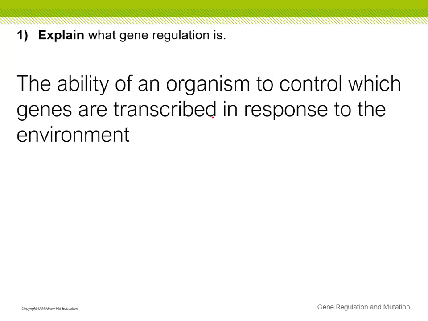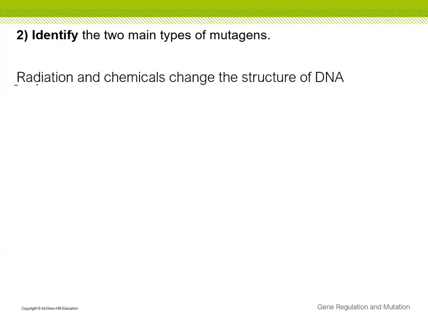What are the 2 types of mutagens? Radiation and chemicals are the primary ones. Again, your body can get it wrong, but it's much less common for that to happen. It's rare that your body will get it wrong naturally.